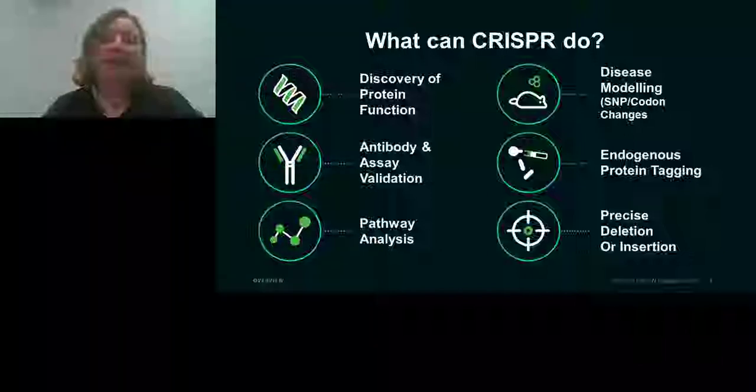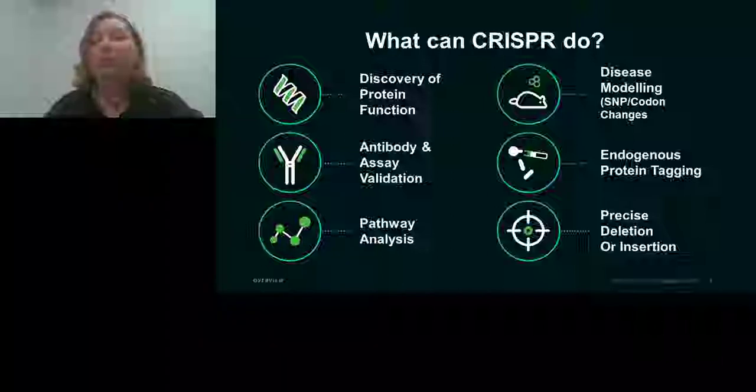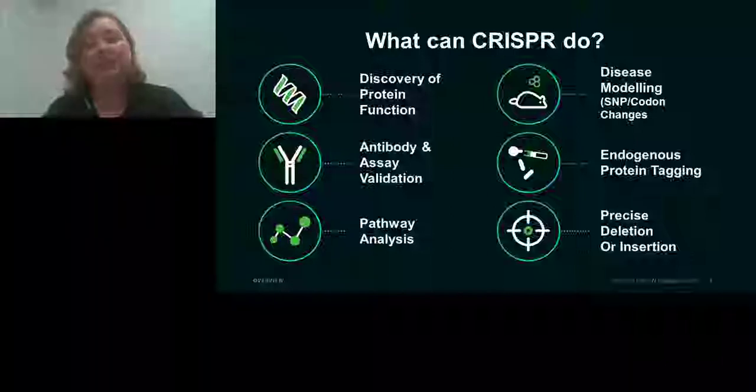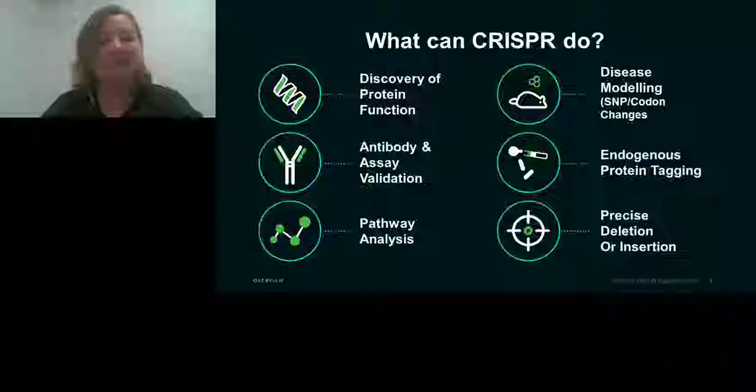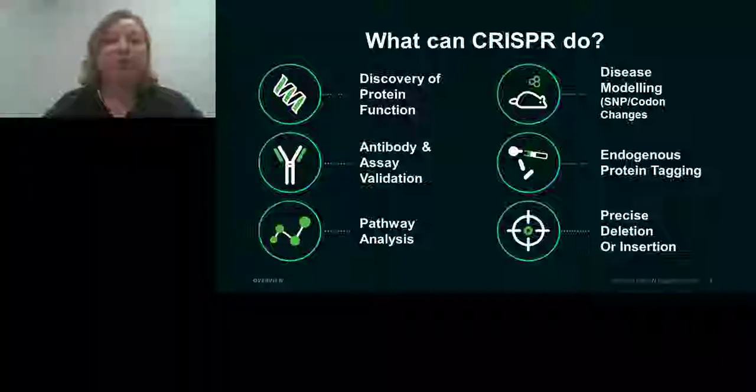And then using knock-ins or homology-directed repair, we're able to do things like disease modeling, where we can insert SNP or codon changes to reflect disease states. We can endogenously tag proteins, which was previously very difficult to do without CRISPR. And then for other things, we can more precisely insert or delete pieces of DNA, which obviously has a wide range of applications.